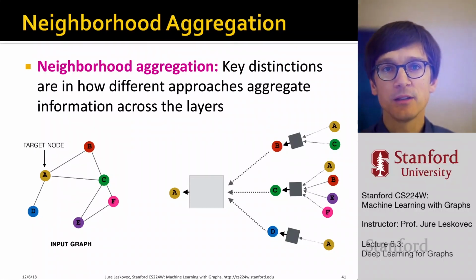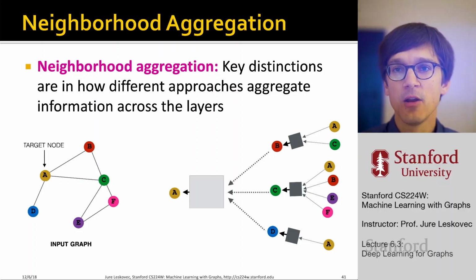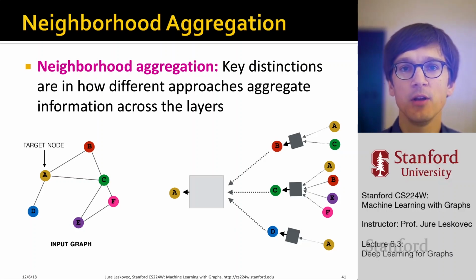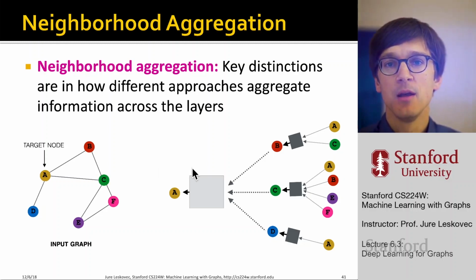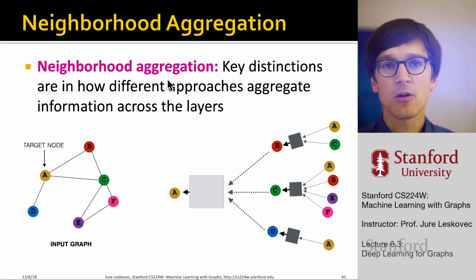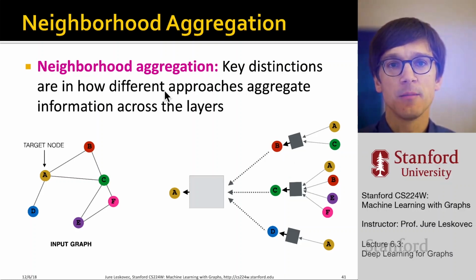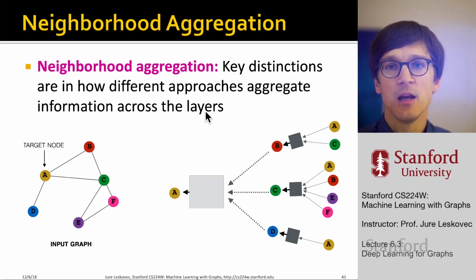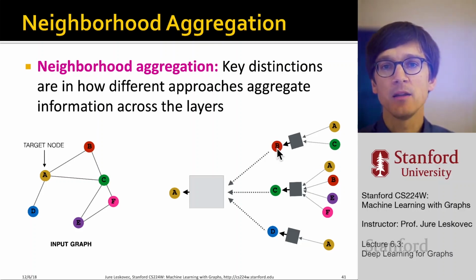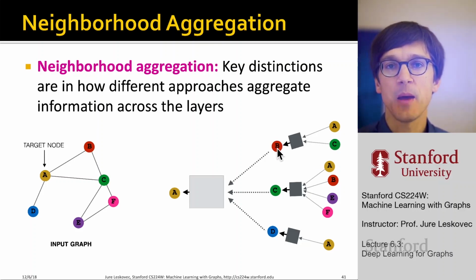So now that we have defined how we create this computation graph based on the structure of the neighborhood around a given node, now we need to talk about these transformations that happen in the neural network. And the key concept is neighborhood aggregation. And the key distinction between different graph neural network architectures is how this aggregation is done, how this information from children nodes is aggregated and combined with the information or message of the parent.